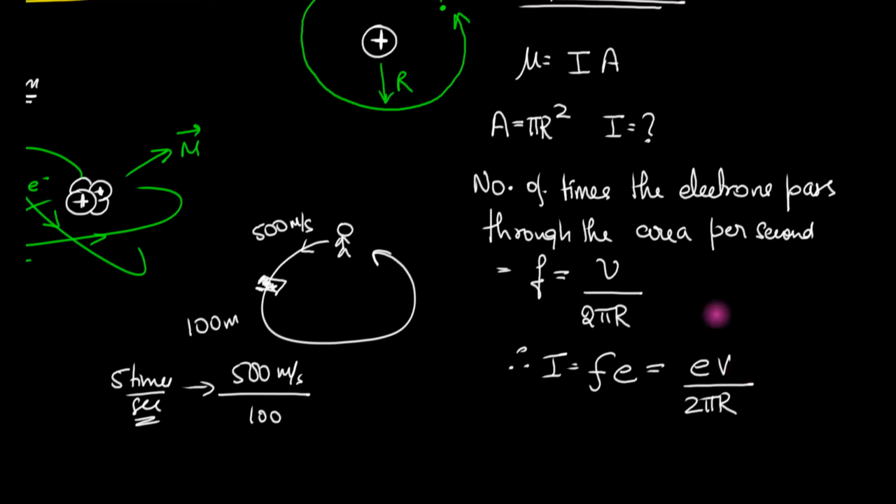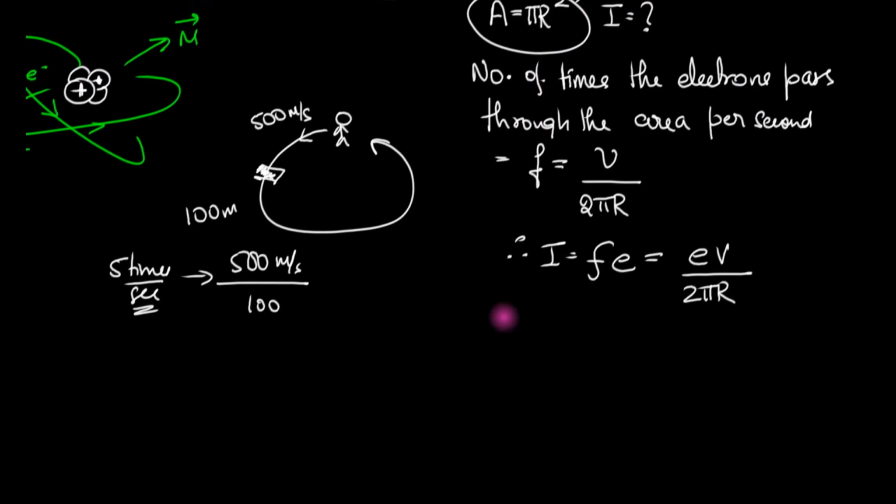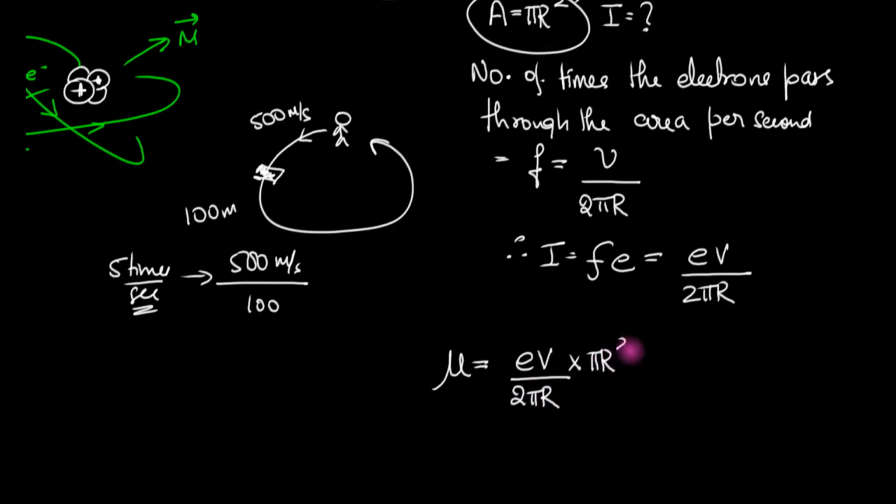So I can now substitute the area over here, and I can also substitute the current over there, and that gives me the magnetic moment. The magnetic moment is just going to be the current, which is ev divided by 2 pi r, times the area, which is pi r squared. Pi cancels and r cancels, and that gives me evr divided by 2. And that turns out to be the strength of the magnetic moment.